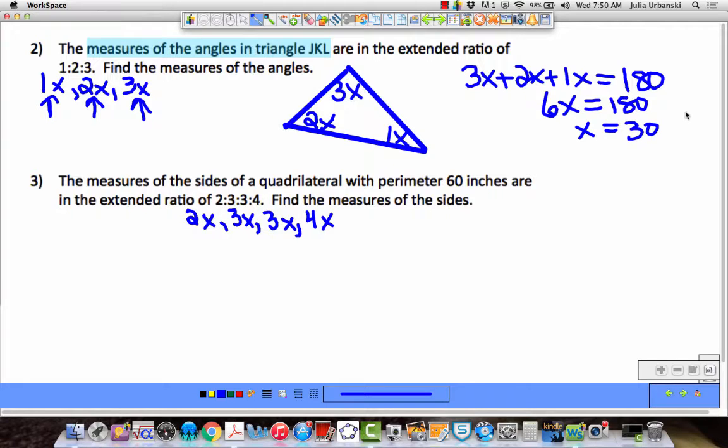Now read the question. Find the measures of the angles. What do they want us to do? We solved for x. Now what do they want us to do? Plug it in how many times? Because they say find the measures of the angles, plural. So how many times? 3 times. Sometimes they'll say find the smallest angle, and you would only plug it in once to the smallest. It depends on what they're asking. Right? So they want us to find all 3. 1x would be 30 degrees. What would 2x be? 60 degrees. That's the next angle. And what would 3x be? 90 degrees. That makes it a right triangle.